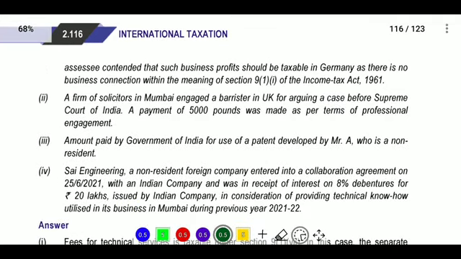Next, a firm of solicitors in Mumbai engaged a barrister in UK for arguing a case before the Supreme Court of India. Next, a payment of £5,000 was made as per terms of professional engagement. Here the amount is paid to a barrister in UK, and that is professional engagement. So when it is professional engagement, it will be chargeable in India, because it was a firm of solicitors in Mumbai.